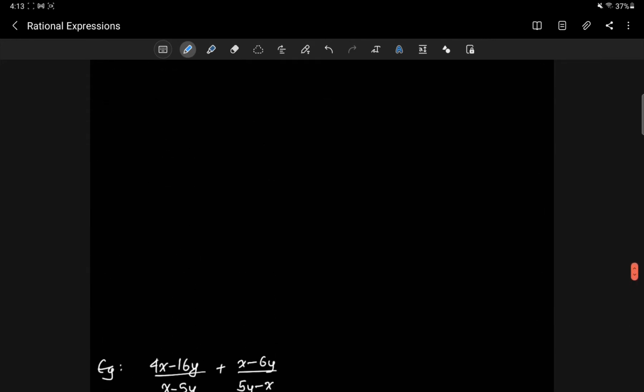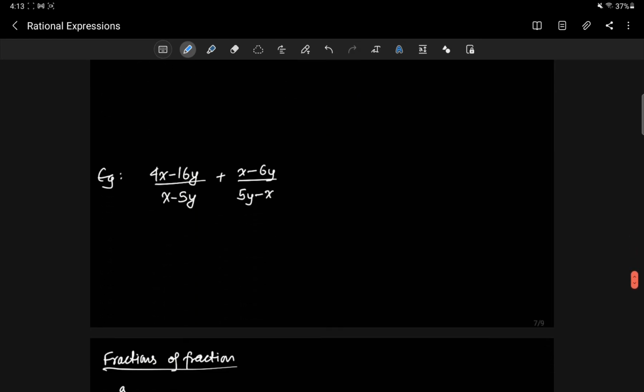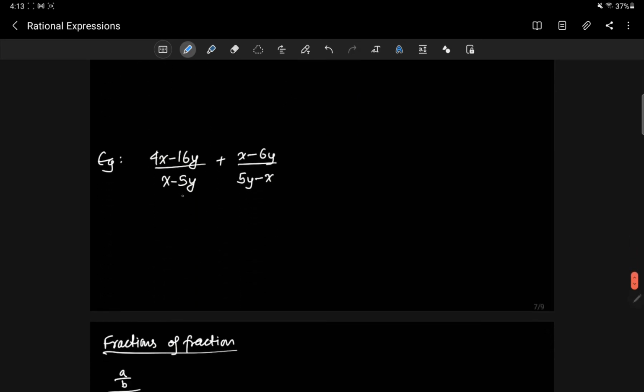Okay, I have a couple more examples here. Let's do a simple one right here. Notice that the only difference between these is a product of negative 1. This is actually negative 1 times 5y minus x. Right? So they are essentially the same, they are only separated by a negative.